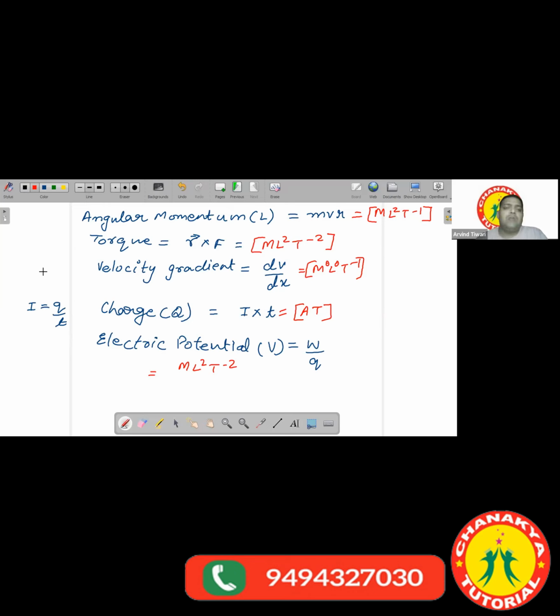If I ask you what are the dimensions of work, maybe you have forgotten. So just go a little back like this. Write down for work: force multiplied by displacement. Force can be written as m into a. So work will be m a s. In this way, we find out for work, which will be M L T minus 2 and L, giving M L2 T minus 2 for work. Divided by charge. Charge is represented by A T.